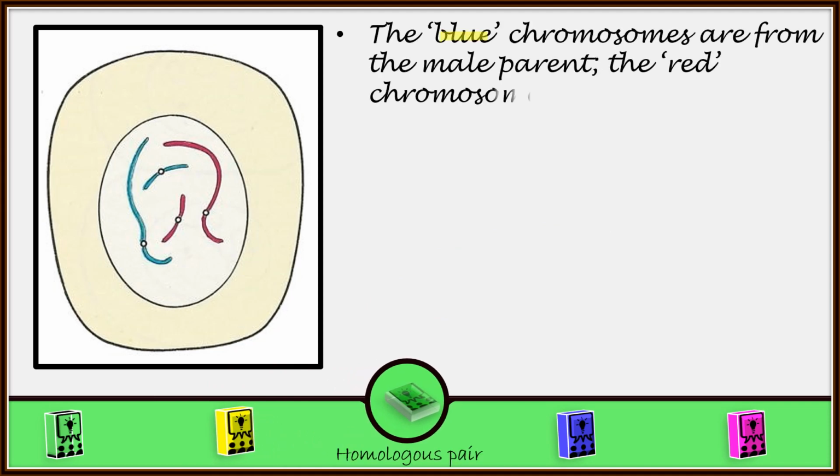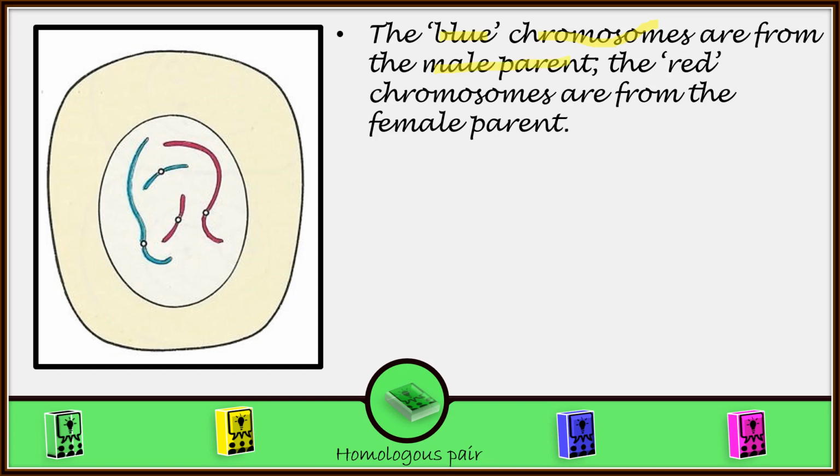The blue chromosomes are from the male parent, and the red chromosomes are from the female parent. Now we are taking this cell that is going to undergo cell division. Now we know that if it is an animal cell, we are likely to have 23 pairs of chromosomes. That makes it 46 chromosomes.